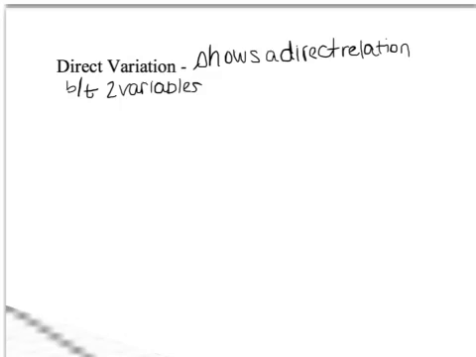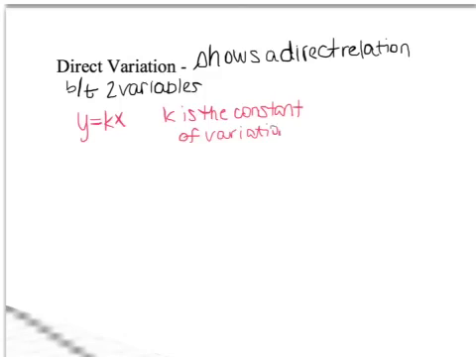Okay, direct variation is going to be in the form y equals kx. And k is known as a constant of variation. Now sometimes you might just want to know what is a constant of variation. So you need to solve this equation for k. So if I divide both sides by x, k is going to be the relation between y over x.